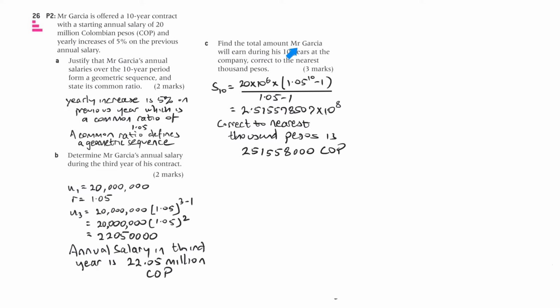C, find the total amount Mr. Garcia will earn during his 10 years at the company, correct to the nearest 1,000 pesos. Well, we're using the summation formula for a geometric sequence. That's U1 times R to the n minus 1 divided by R minus 1. And that is 2.515578507 times 10 to the 8th. Correct to the nearest 1,000 pesos, which they've asked for, is 251,558,000 COP.